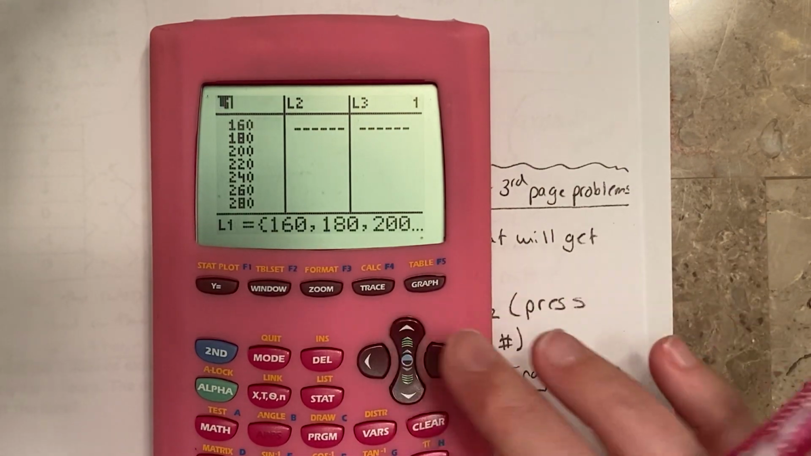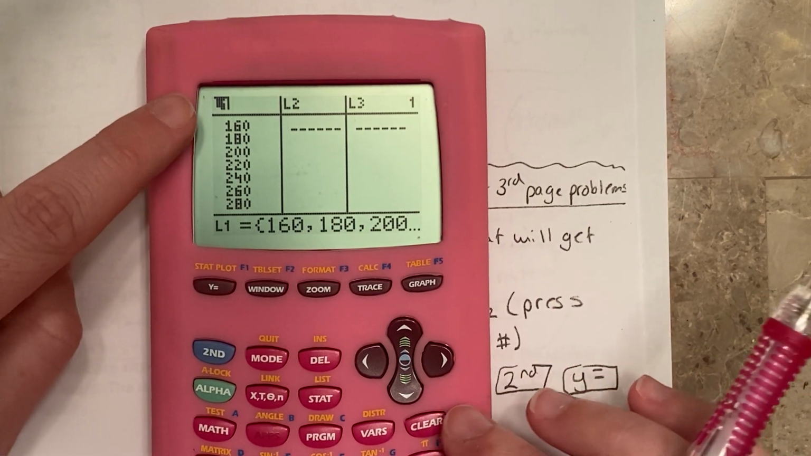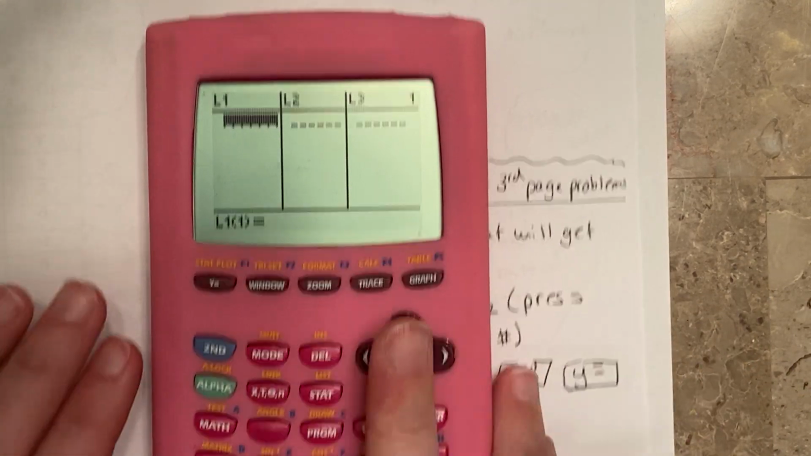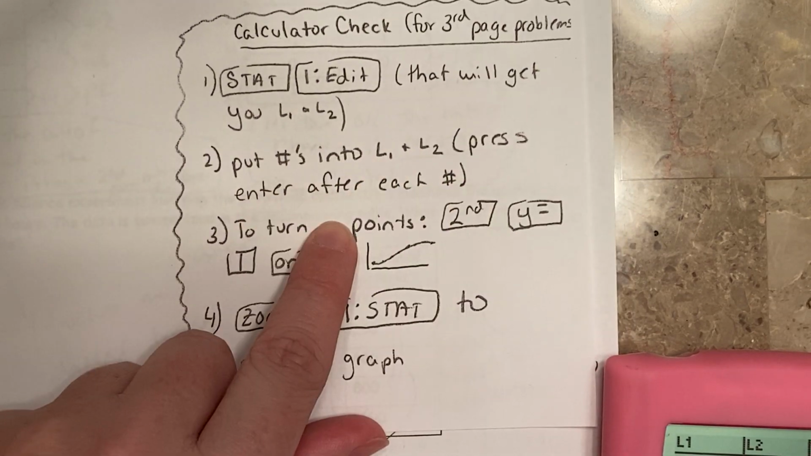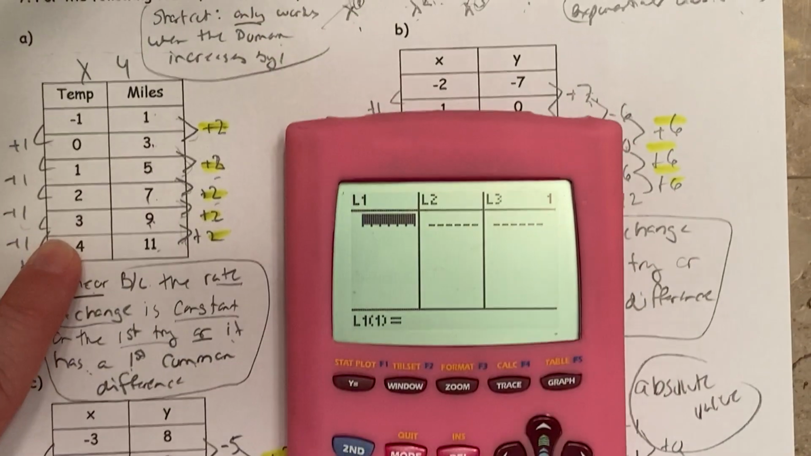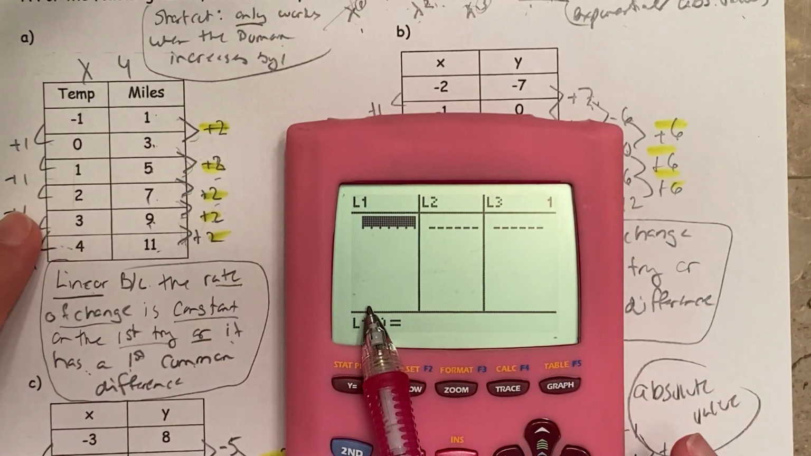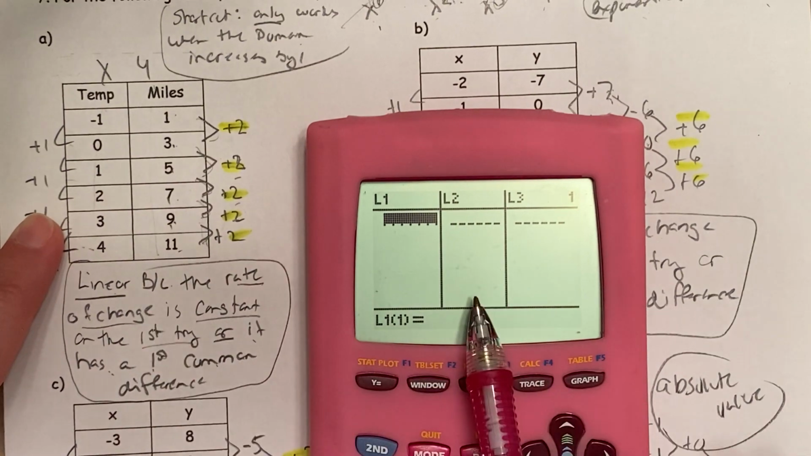Now I'm going to move over to L1, go to the heading, go to the title, the top, press clear, and go down. Okay, now it says put numbers into L1 and L2. Press enter after each number. So let's try this one. All your X's are going to go in L1. All your Y's are going to go in L2.